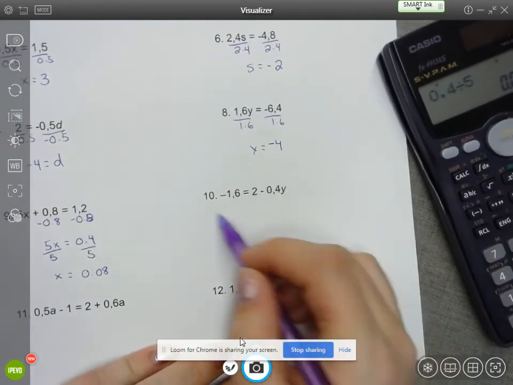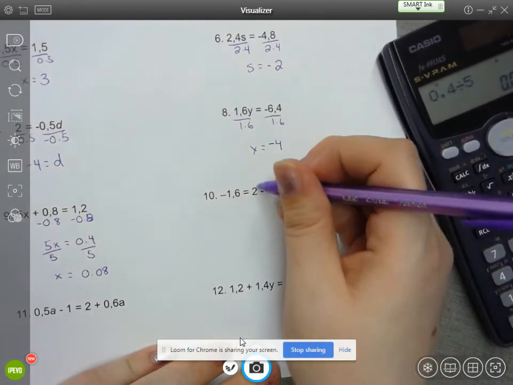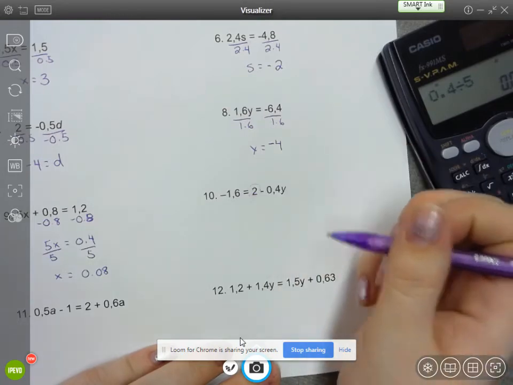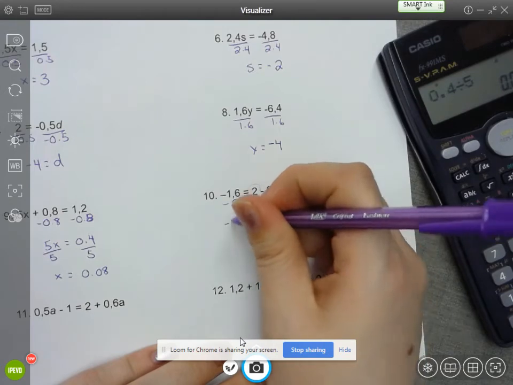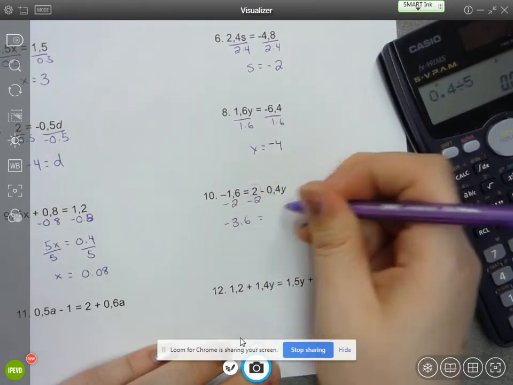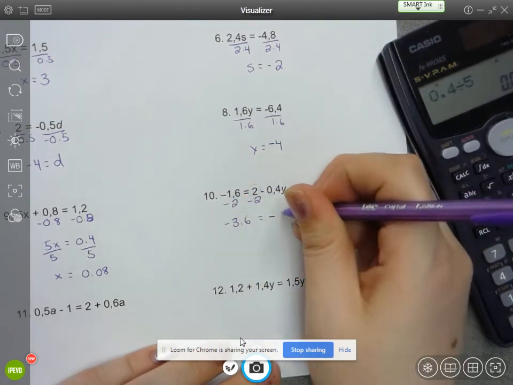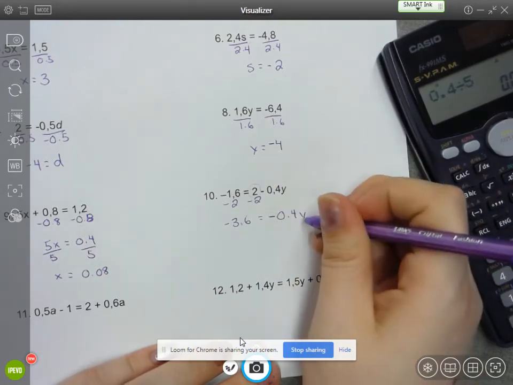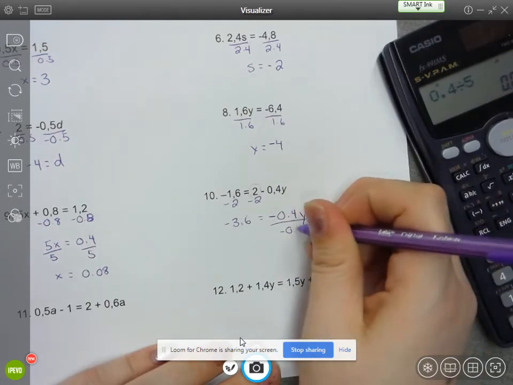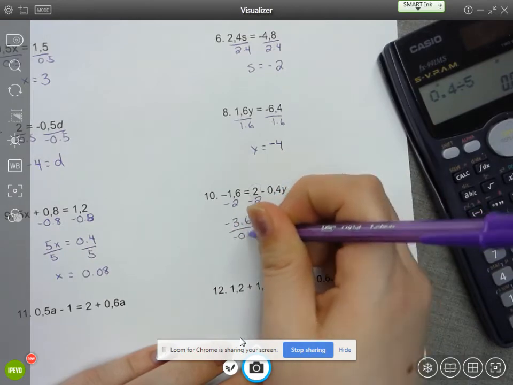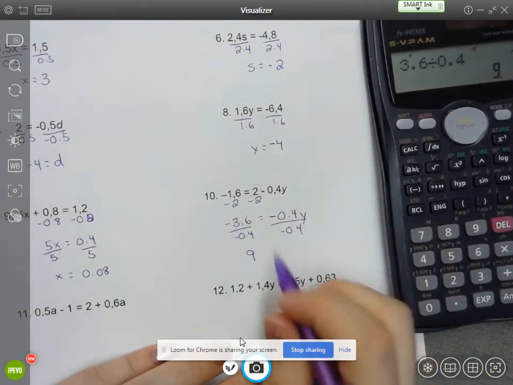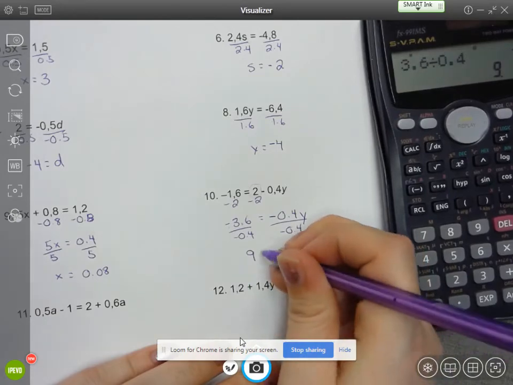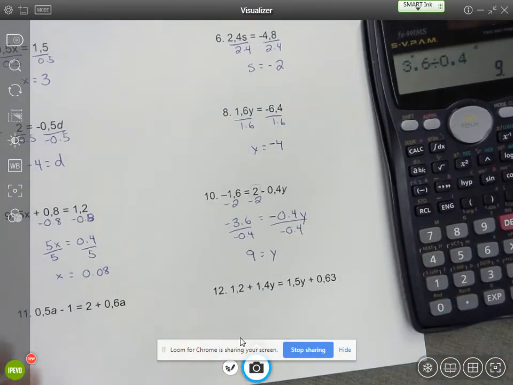Okay, for the next one, I'm going to get rid of this 2. There's no sign in front of it, which means it's a positive, so the opposite is minus 2. So that gives me minus 3.6 is equal. This subtraction is becoming a negative. The opposite of multiplying by negative 0.4 is dividing. So 3.6 divided by 0.4 is equal to 9, and 2 negatives make it a positive, is equal to y.